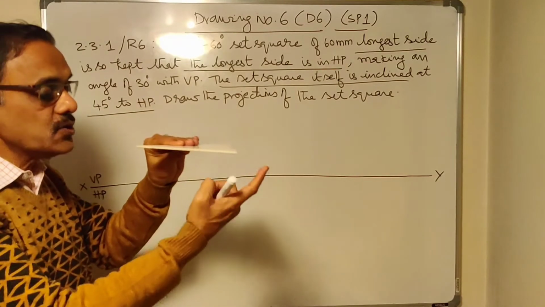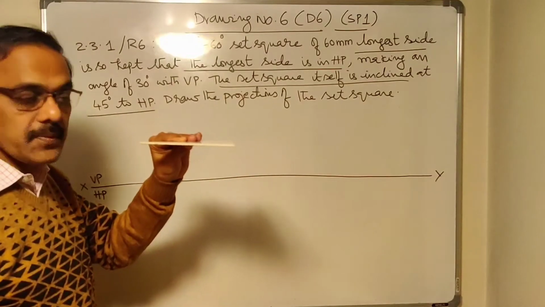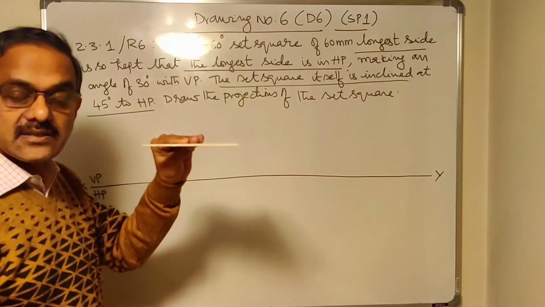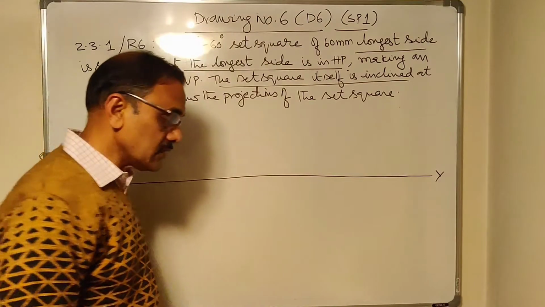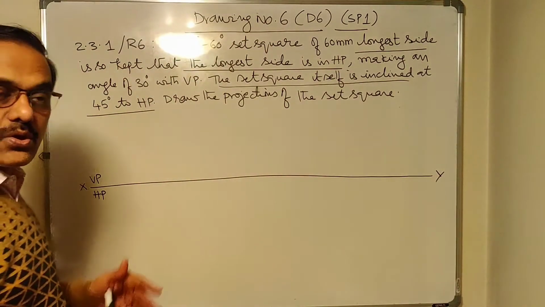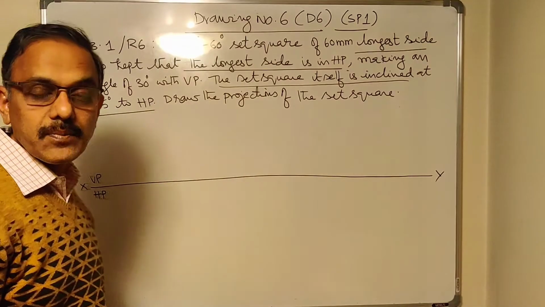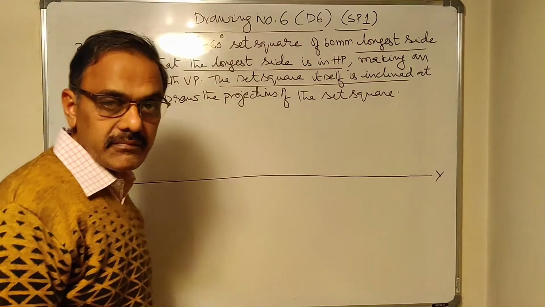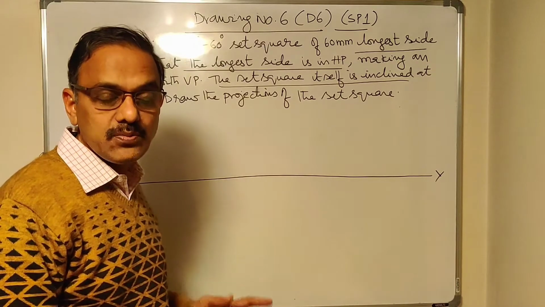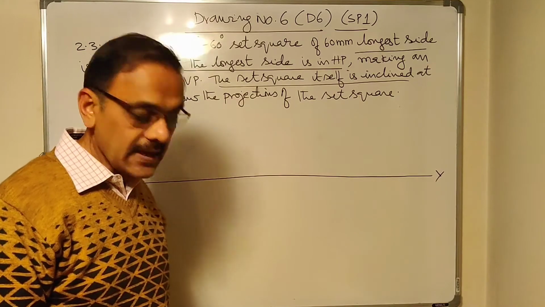I have made sure that this right side edge is taken perpendicular to VP. When it is perpendicular to VP, when I project it on the ground, I get that line perpendicular to XY line. That's what you have to start with. It's given here, the longest edge is on HP. So whatever edge is there on HP, you are going to start by taking that edge perpendicular to XY. Understood?